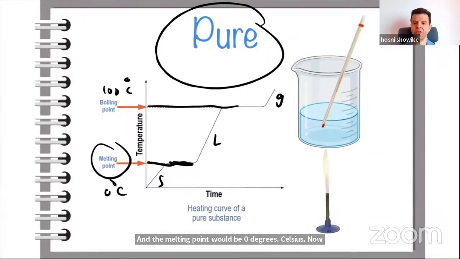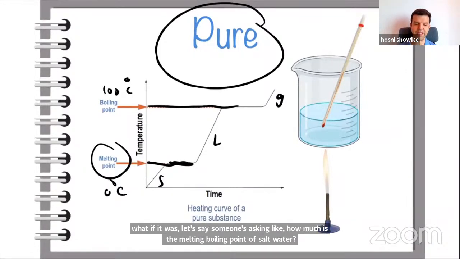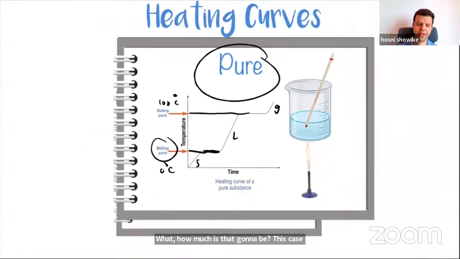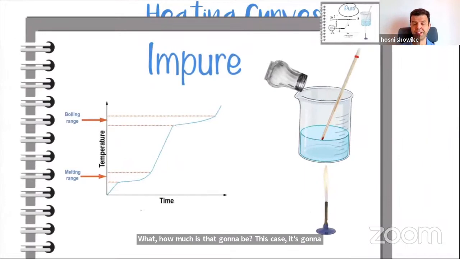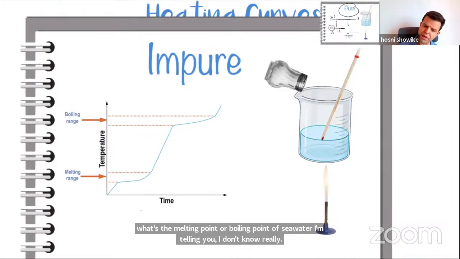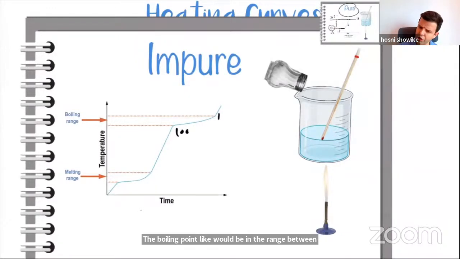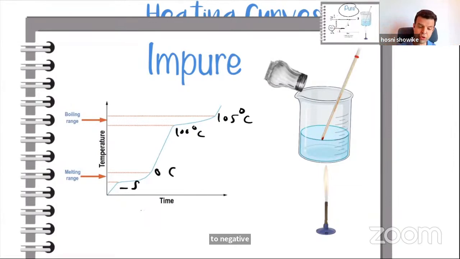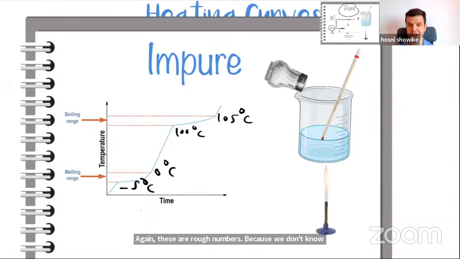Now, someone's asking me, how much is the melting and boiling point of salt water? In this case, it's going to be something like a range, right? So you ask me, what's the melting point or boiling point of seawater? I'm telling you, I don't know really. The boiling point would be in the range between 100, maybe 105. It really depends on how much salt or sugar you have in the water. It's a range. And the melting point would be in the range of 0 to -5. Again, these are rough numbers because we don't know how much salt or sugar there is.